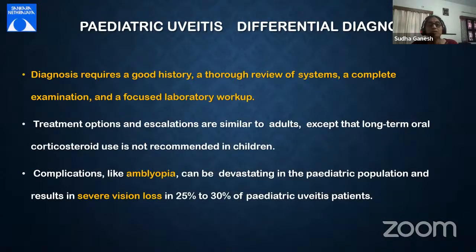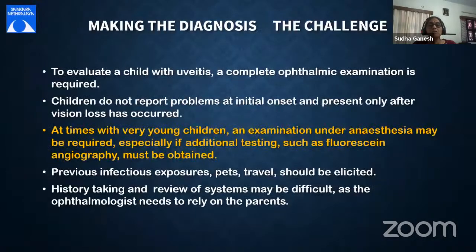The diagnosis of pediatric uveitis requires a good history, a thorough review of systems, a complete examination, and a focused laboratory workup. The treatment options and escalations are similar to adults, except that long-term oral corticosteroid is not recommended in children. Complications like amblyopia can be devastating in the pediatric population and may result in severe vision loss in 25 to 30% of pediatric patients.